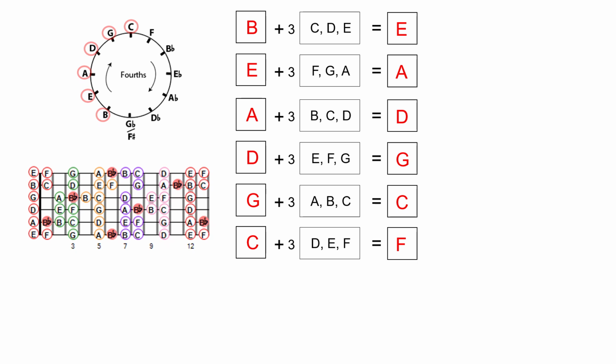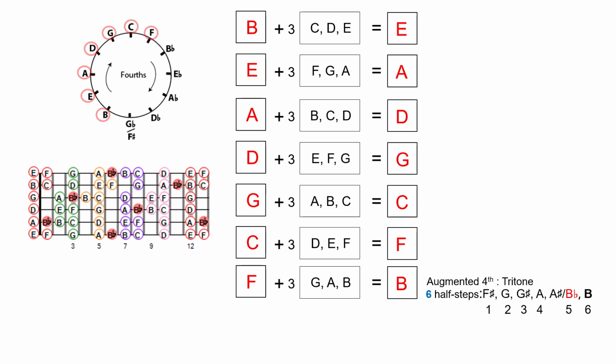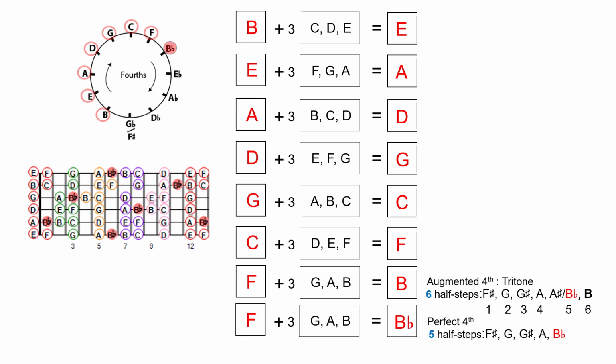F to B, however, is not a perfect fourth, but an augmented fourth, or tritone, with 6 half steps. This is the only case where counting 3 letters does not give a perfect fourth. Counting 5 half steps from F gives B flat. This is the only time a fourth from a natural note is a flat note.